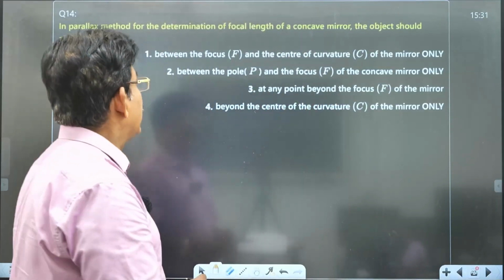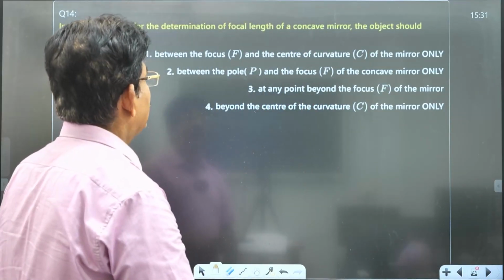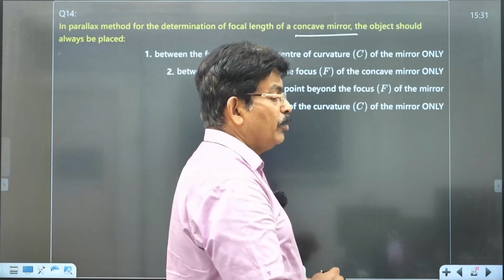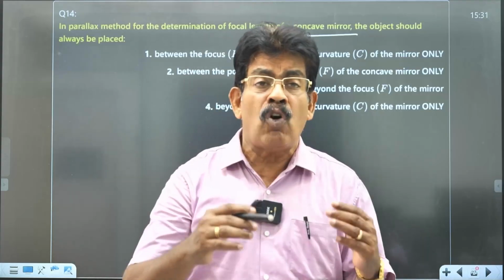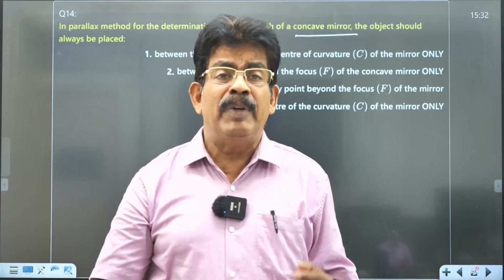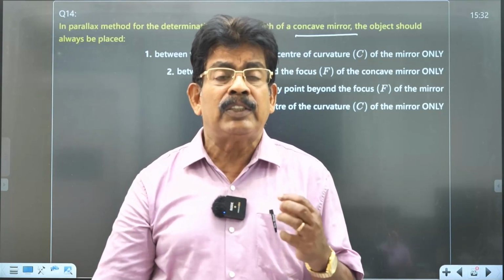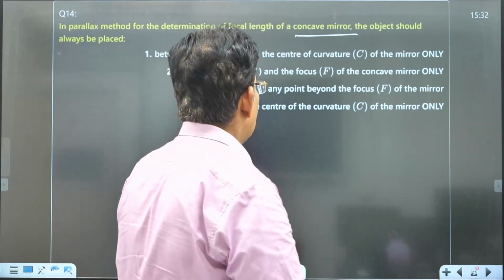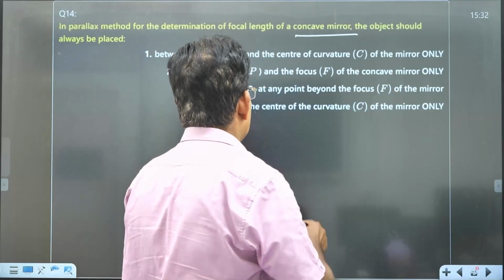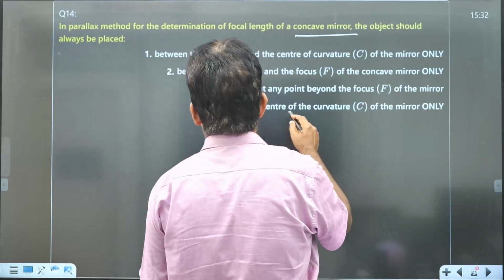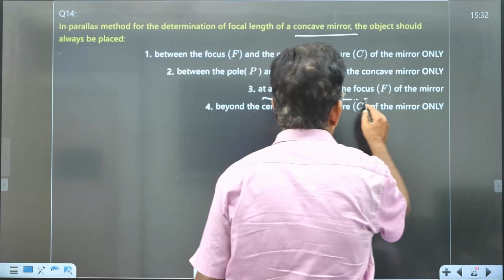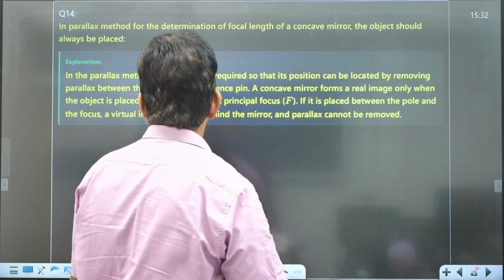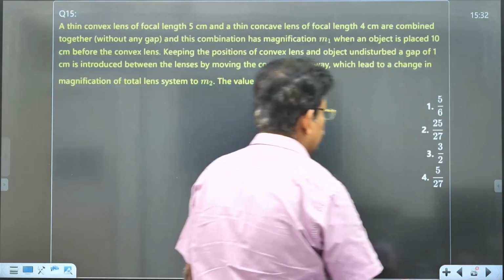Once again, this is a case of image formation by the parallax method by a concave mirror. For a concave mirror to give a real image, because we are getting images formed on a screen in the parallax method, it should be a real image. For real images to be formed, the object distance should be more than the focal length. Therefore, the object should be placed at any point beyond the focus. So the answer is 3. Let us go to the next question.